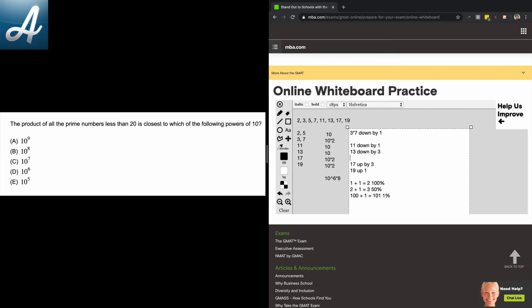So there is some math behind this that can help you figure out with certainty that the product of all prime numbers less than 20 is in fact closest to 10 to the 7th, not 10 to the 6th.